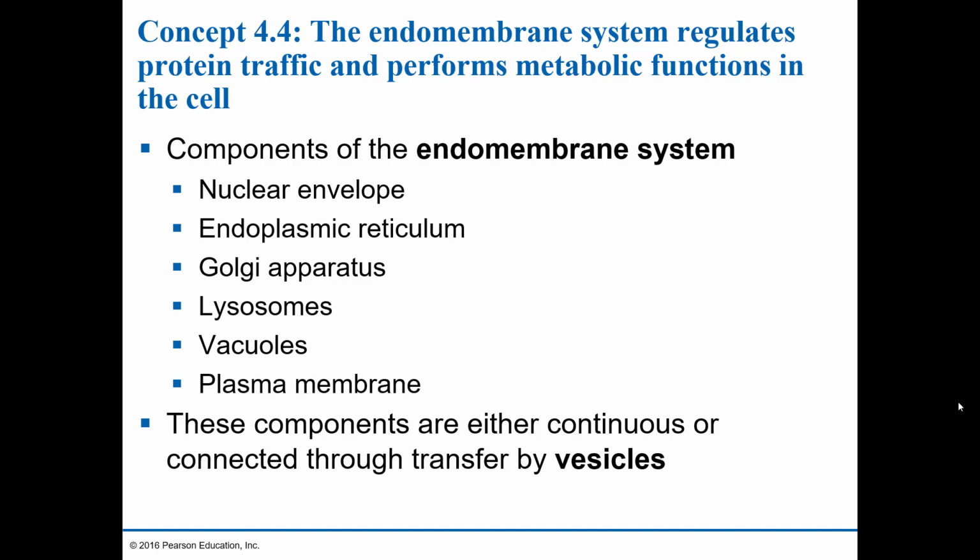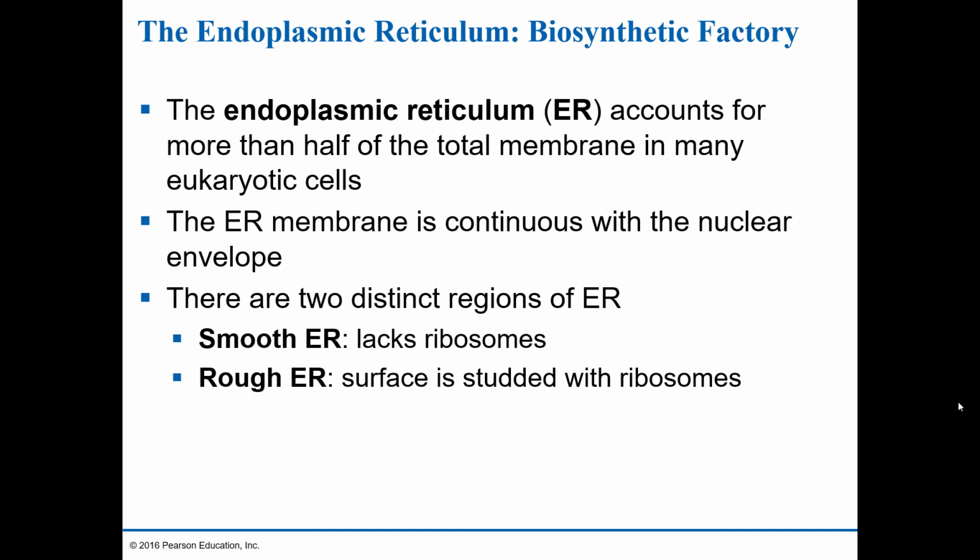So this endomembrane system is made up of 6 different things. The nuclear envelope, which is what covers the nucleus. The endoplasmic reticulum, we haven't really talked about yet. Golgi apparatus, which we have not talked about. Lysosomes, vacuoles, neither of which we've talked about, and that plasma membrane. These components are either continuous or connected through transfer by vesicles. Vesicles are vehicles that might send information in between these organelles. And when it says that they're continuous, meaning that they touch one another.